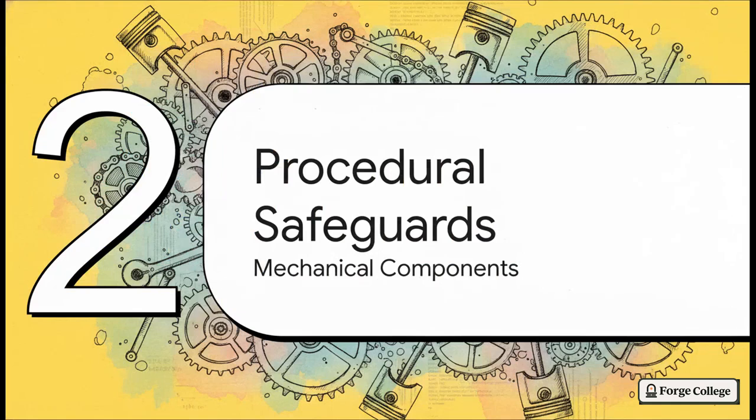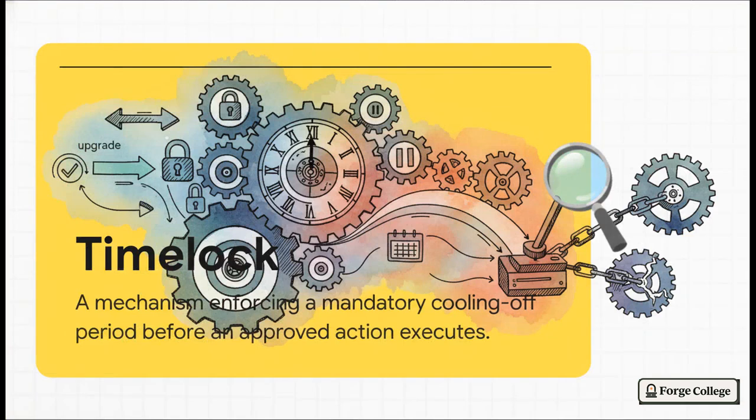Moving right along to Section 2, the procedural safeguards. The absolute most vital gear in this machinery is the timelock. Think of it as a safety valve. It's kind of like waiting a few days to get a marriage license so you don't do something you might immediately regret. It enforces a mandatory cooling-off period, giving the community actual time to review the upcoming changes or, if needed, hit the emergency brakes and exit the system entirely before the code executes.